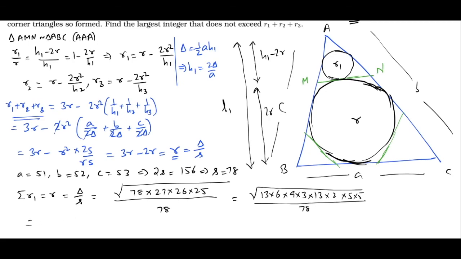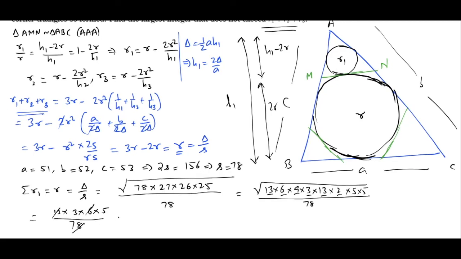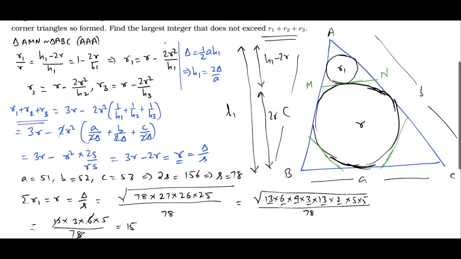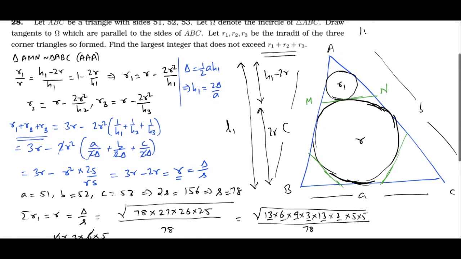This will be equal to under root 13 square would be 13, under root 9 is 3, 6 into 3 is 18, into 2 is 36, under root 36 is 6, root of 5 square is 5, upon 78. 13 into 6 is 78, so we get sigma R1 as 15. We are asked the largest integer that does not exceed 15, therefore 15 is the answer.